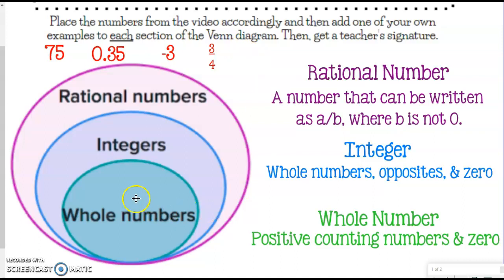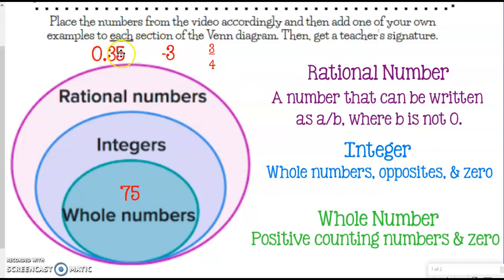So this Venn diagram means that like if it's inside the other category, it means it applies to all of those, right? So like, for example, 75. 75 is a whole number because it's positive, right? It's a positive counting number, but it also would be considered an integer, and it's also considered a rational number. So this would work for all three categories. So we're putting it down in whole numbers so we show that it works for all three categories. Okay, so go ahead and write that if you haven't already.